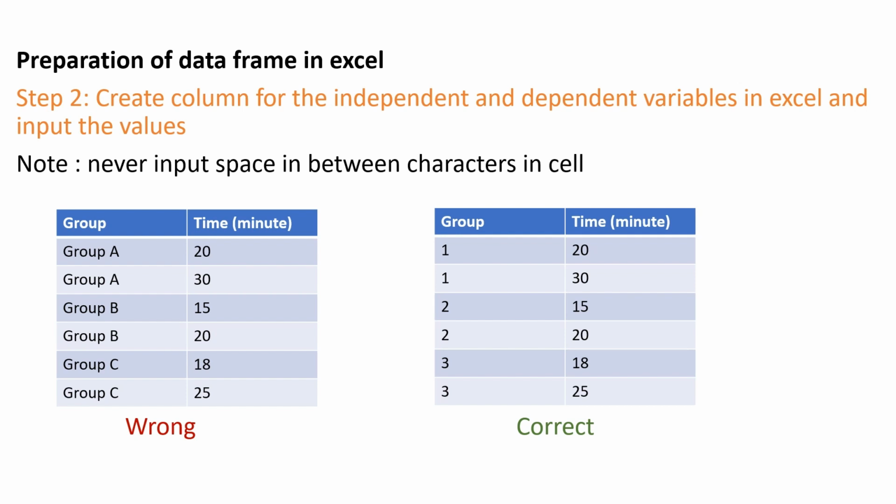That is why this first style is wrong. So it is better you use the second style. Give the different groups names like group1, group2, group3, or you say groupA, groupB, or you say A, B, C, or you can say G1 as in group 1, or GA, GB, GC, like that. So we should take note that we should never add spaces in between characters for our independent variables.